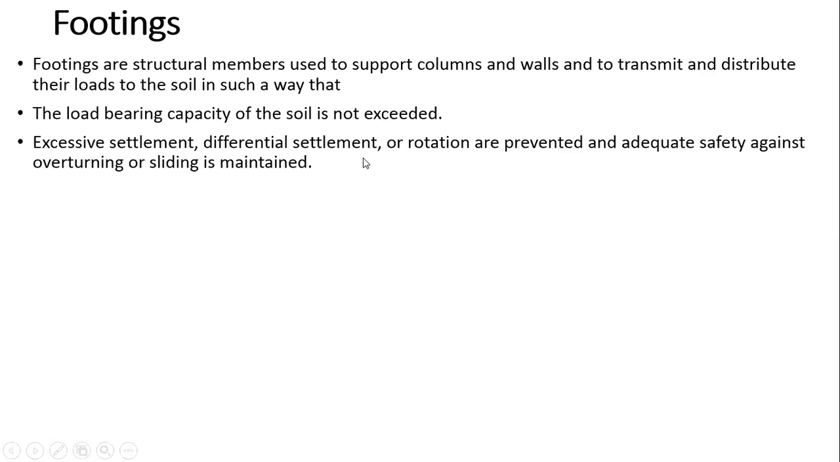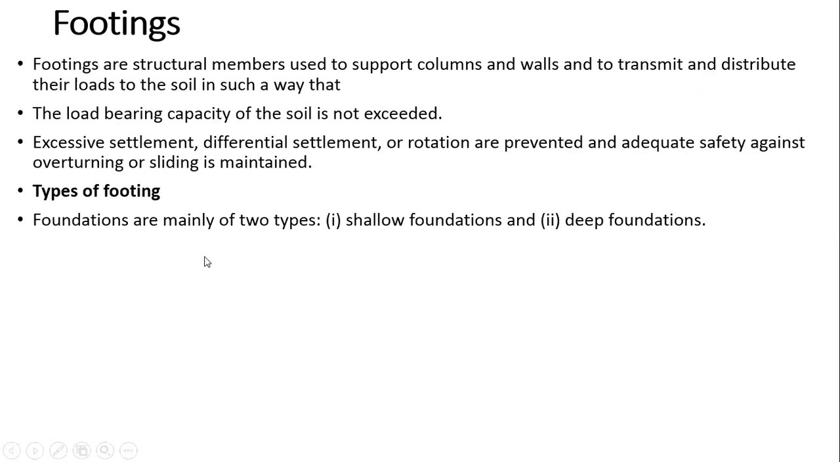The first one is that it is used to support the load of the columns and walls, okay, and they transmit their load to the soil in such a way that number one, bearing capacity is not exceeded, number two, settlement, differential settlement, okay, are prevented, and at the same time it should also provide adequate safety against sliding or overturning. Now basically there are two types of footings.